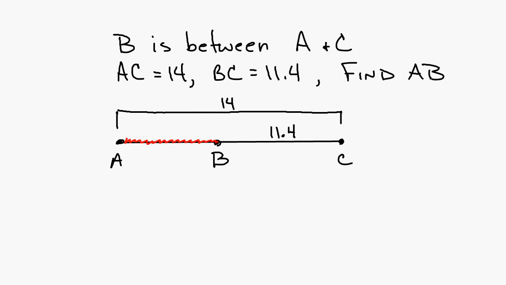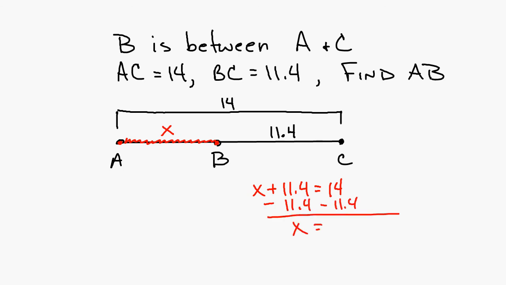How would you find A to B in this case? Yeah, you take 14, you subtract 11.4. Okay? You could call this a variable if you wanted. You could call it x and say that x plus 11.4 equals 14. And you would subtract 11.4 from each side. And x would equal 2.6.